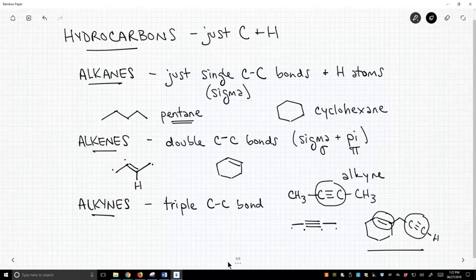To describe these molecules that contain functional groups, but almost all of our molecules are going to contain some type of hydrocarbon group, because that's what you typically encounter most frequently in organic chemistry.